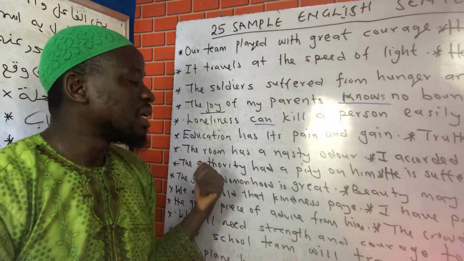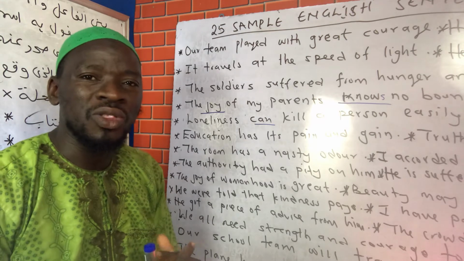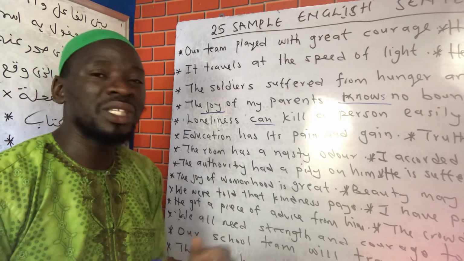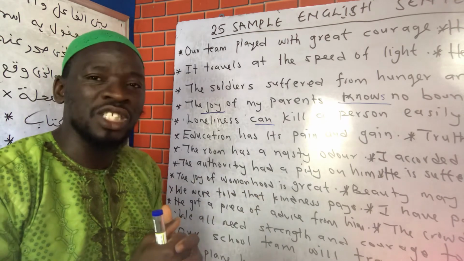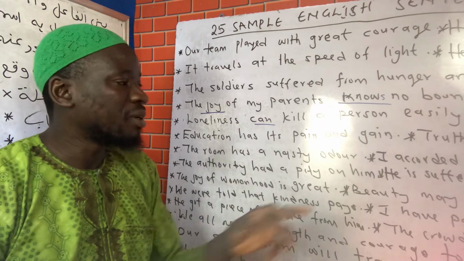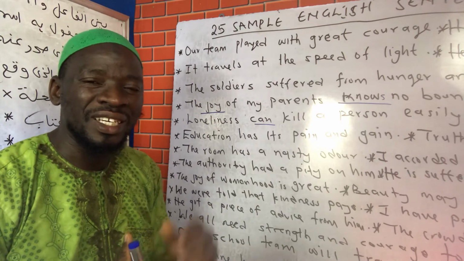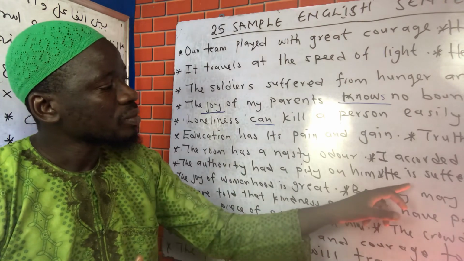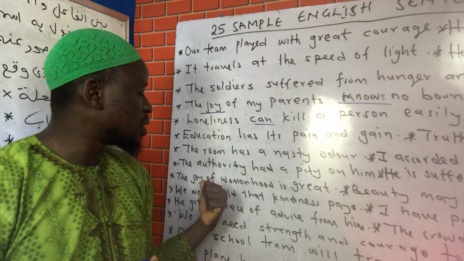Then the next one, the authority had a pity on him. The authority, that is the sultan, had a pity on him, ash-shafaqa. The authority had a pity on him. He's suffering from headache, as-suda', headache. He's suffering from headache.